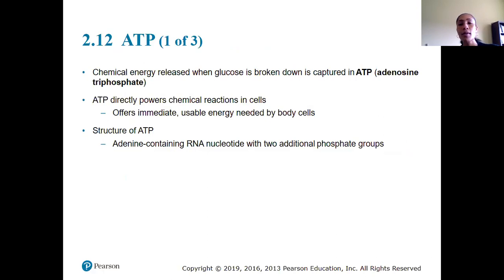All right, so let's lastly talk about ATP. ATP is adenosine triphosphate, and it is the cell's energy source. We call this a high energy molecule because when we break the bonds that hold ATP together, we release a ton of energy. It is actually the cell's primary energy source. It's its preferred energy source.